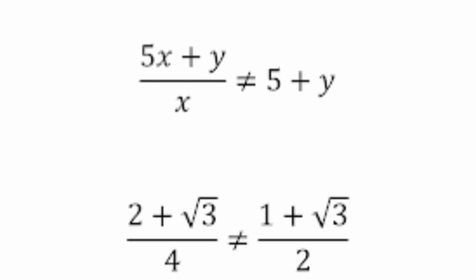Okay, so the third example is (2 plus root 3) divided by 4. Some will say 2 in the numerator, and they will use 2 to cancel 4 in the denominator. That is very, very wrong. So let's go to the second one.